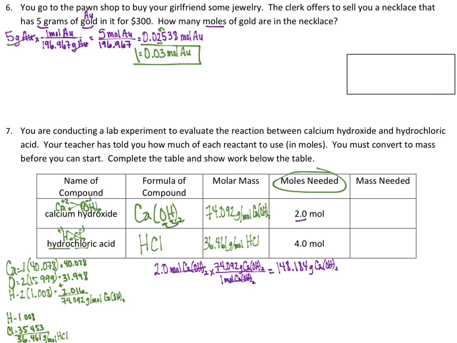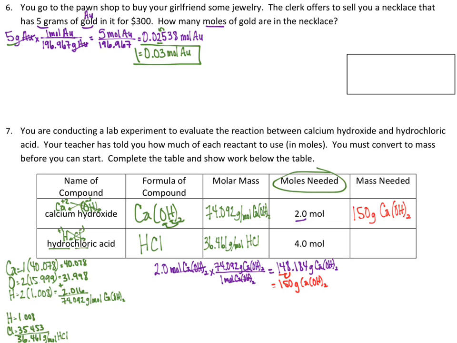Again, my given is 2.0, so it has two significant figures. So I look at my answer. Look at these two. This 8 affects this 4, and it changes it into a 5. So my final answer is 150 grams of calcium hydroxide. So I can write that down. I need 150 grams of calcium hydroxide.